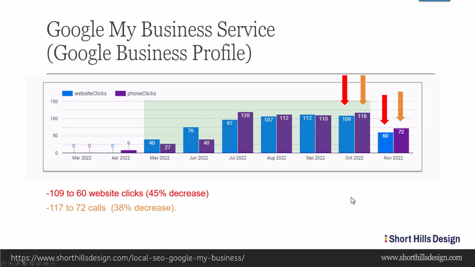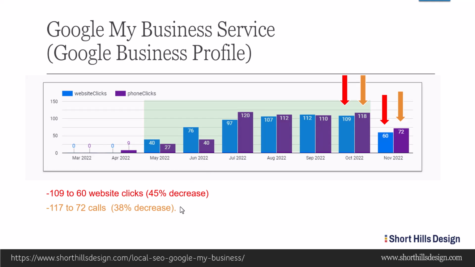And if we look at the phone calls, which is the most important thing to us: clicks are obviously very important, you want to drive traffic to your website and build awareness, but ultimately phone calls are what matters. Getting that phone ringing is what matters to us the most. And there's a 38% decrease in phone calls.